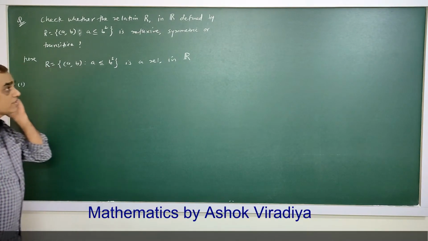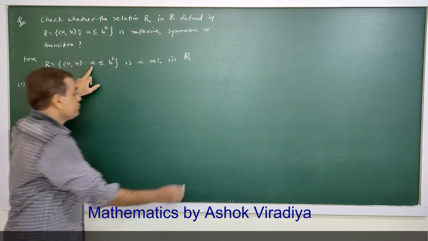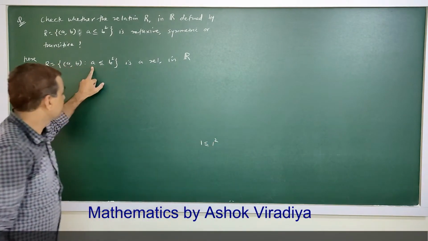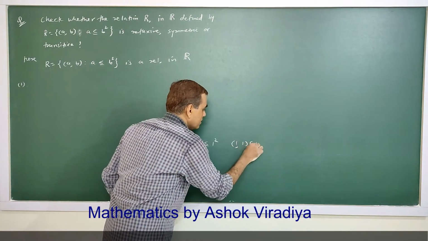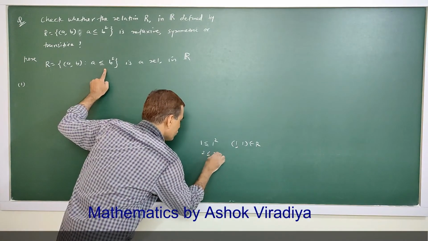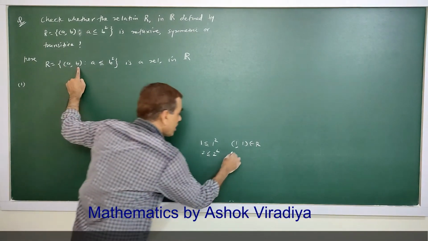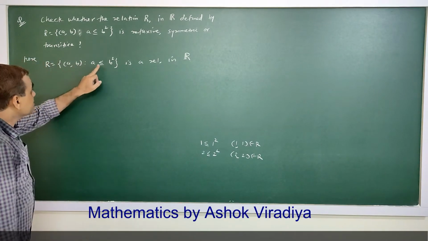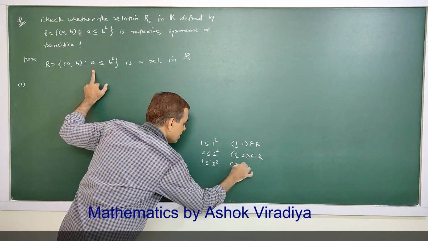If you check this for any integer, then what will happen? If you check here for 1, 1 is less than or equal to 1 squared, it is true. So 1 belongs to R. Say 2 is less than or equal to 2 squared, so 2 belongs to R. 3 is less than or equal to 3 squared, so 3 belongs to R.